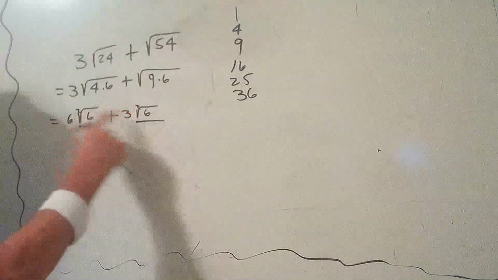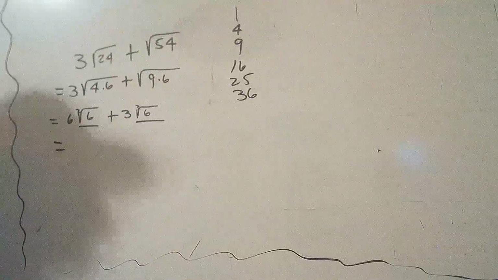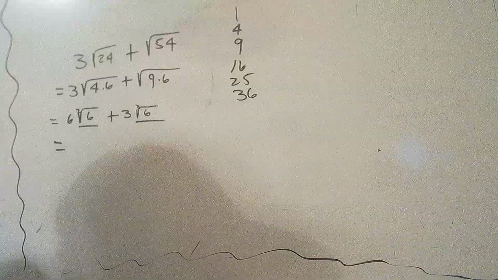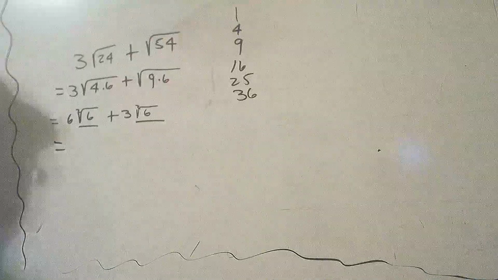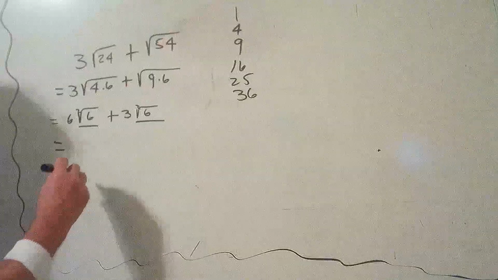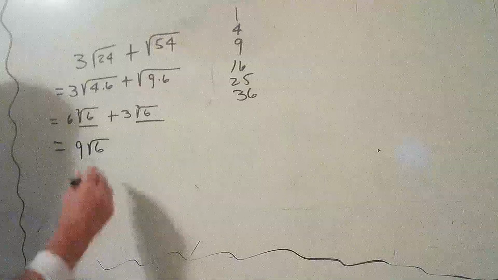So can we combine these two things? You betcha. So 6 and 3, 6 plus 3 is 9. 9 times the square root of 6.